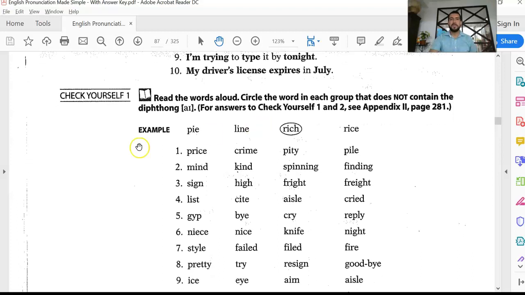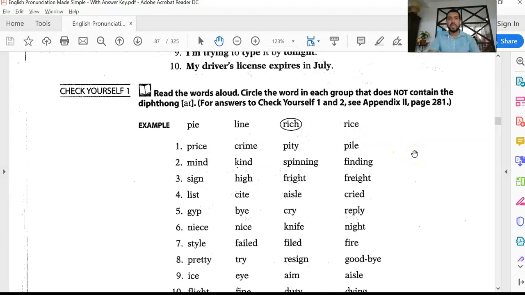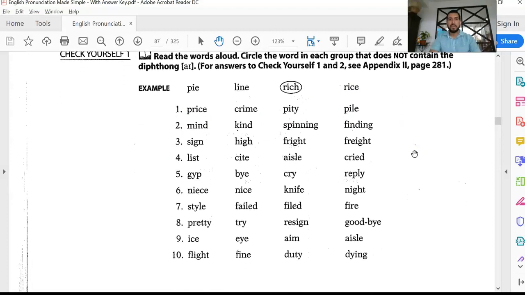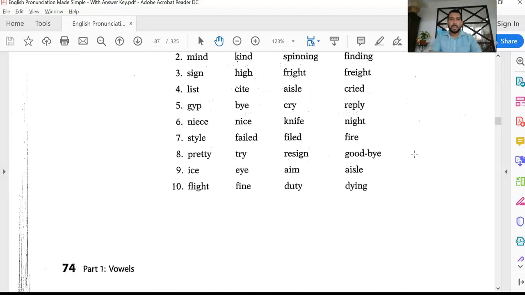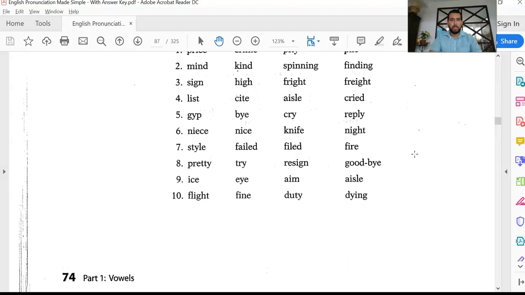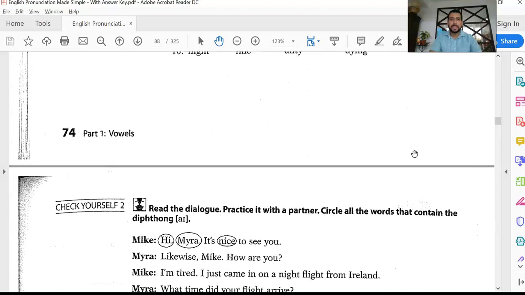I'm going to do the first one for you because it's already here. So you have pie, line, rich, obvious, and rise. And then you can do the rest at home. I'm not going to read the words so that you can figure it out all by yourselves, okay? It's 10 sets, which you have to do at home.